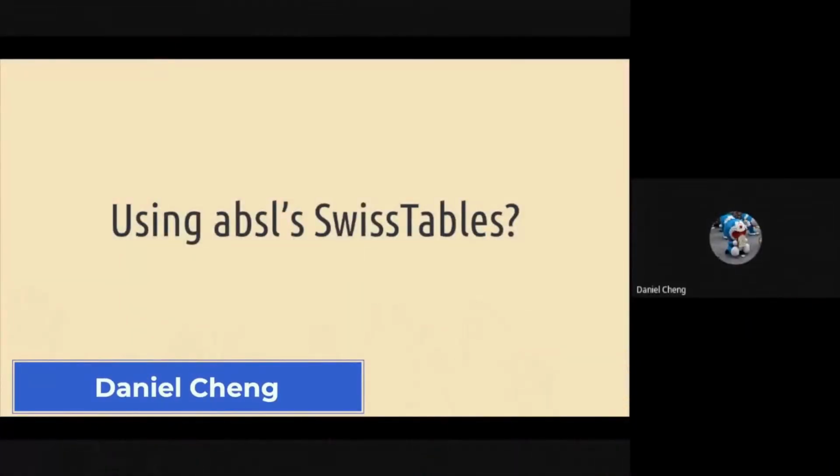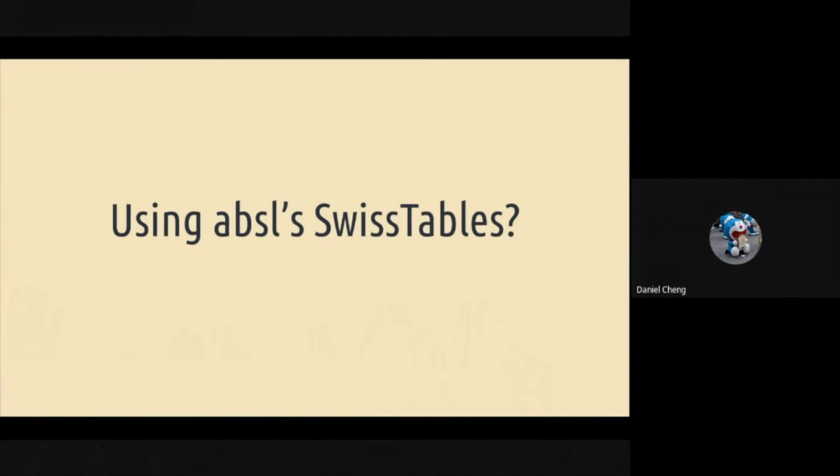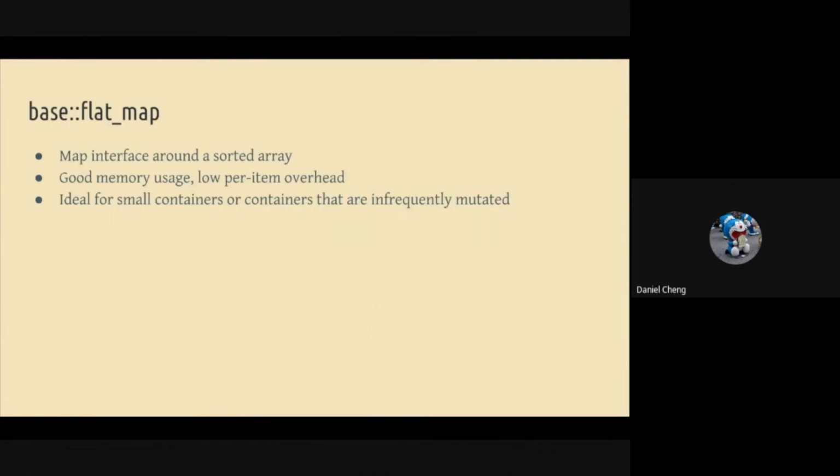Hello everyone, I'm Daniel from the Chrome team, and I'll be talking about the various map implementations we use today and if we should consider using Swiss tables. As quick background, Swiss table or Abseil's hash table implementation are intended to be a good default choice for map and set containers. Today, Chrome mostly uses std::map and base::flat_map. A quick grep shows 9,000 references to std::map and 3,000 references to base::flat_map.